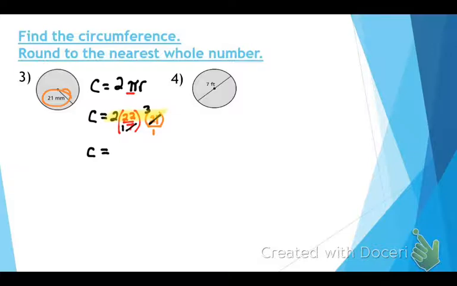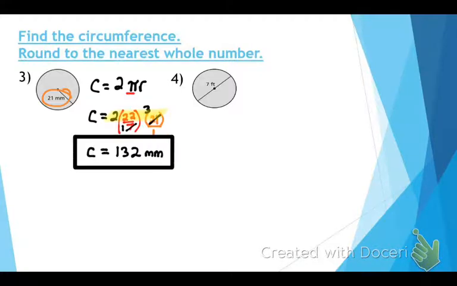What is 2 times 22 times 3? 132. What are my units? Millimeters. Okay, now you could have done that and used 3.14. That would be fine with me. You would get a slightly different answer, and then you would have just had to round to the nearest whole number. Okay, let's go to the next one, number 4.